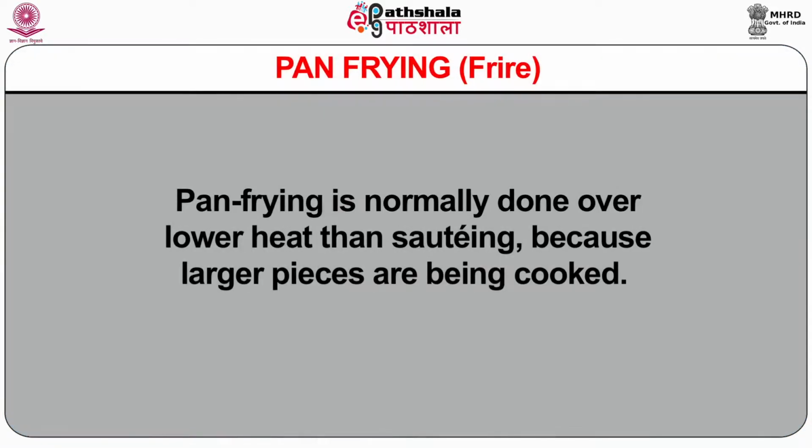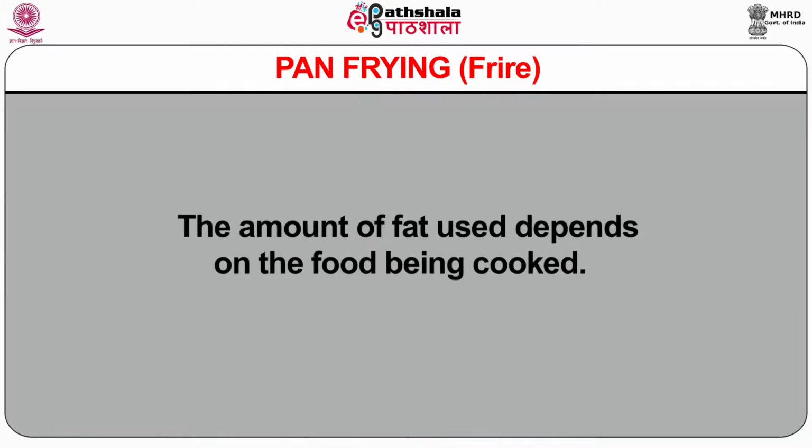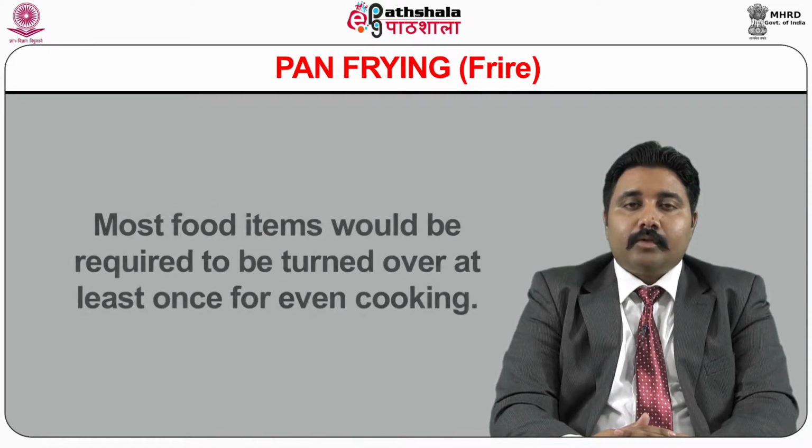Larger items are used and it is not possible to toss them. Pan frying is normally done over lower heat than sauteing because larger pieces are being cooked. The amount of fat used depends on the food being cooked. Only a small amount will be required for eggs, but meat and fish items would require a bit more. Most food items would be required to be turned over at least once for even cooking.